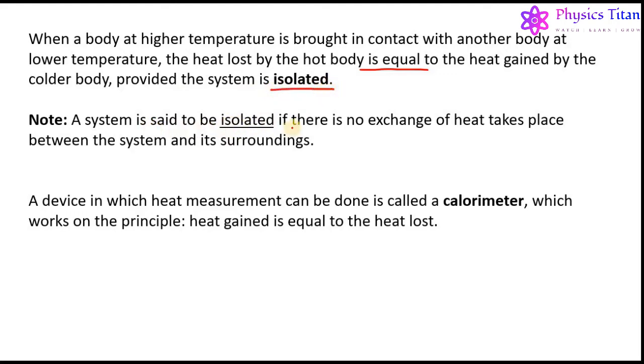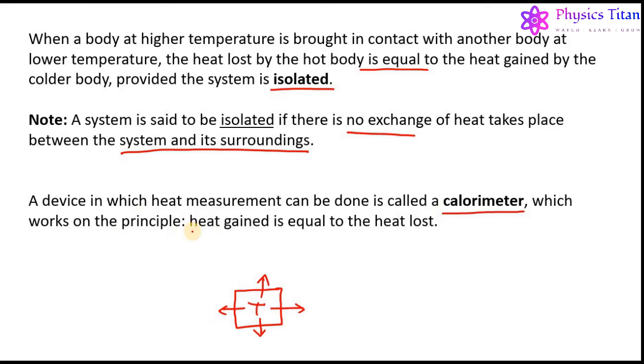Now, an isolated system means there is no exchange of heat between the system and its surroundings. That is, if there is an object having some temperature T, then this system is said to be isolated if there is no exchange of heat energy between this object and its surrounding. That is, the temperature of this object will remain constant because there is no transfer of heat energy. Now, a device in which heat measurement can be done is called a calorimeter, which works on the principle heat gained is equal to the heat lost.